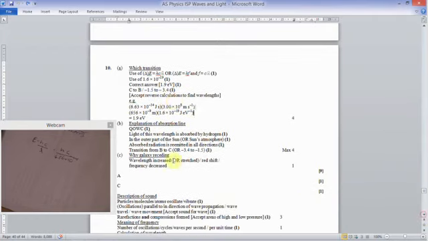Okay, this is the idea that you should be using time and time again. For 4 marks it is very, very straightforward.